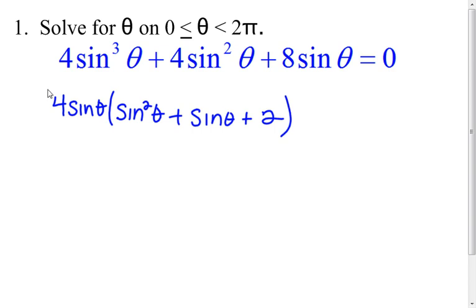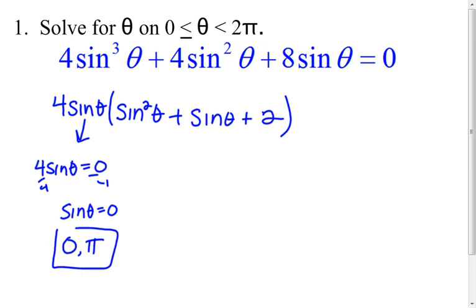So, what I'm going to do is deal with this first. So I have 4 sine theta equals 0. And if I divide by 4, I still get sine theta equals 0. If you look at your unit circle, your sine value, or your y value, is 0 at 0 and at pi. So there's 2 spots that are answers right there.